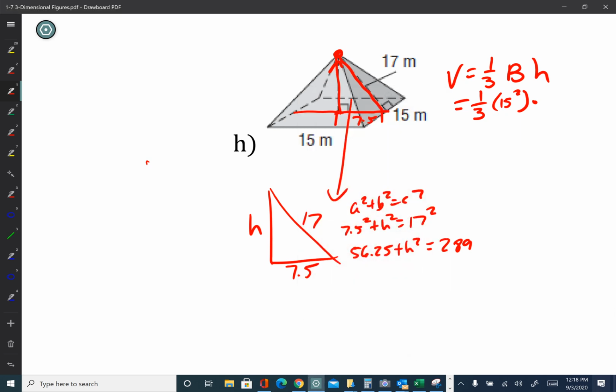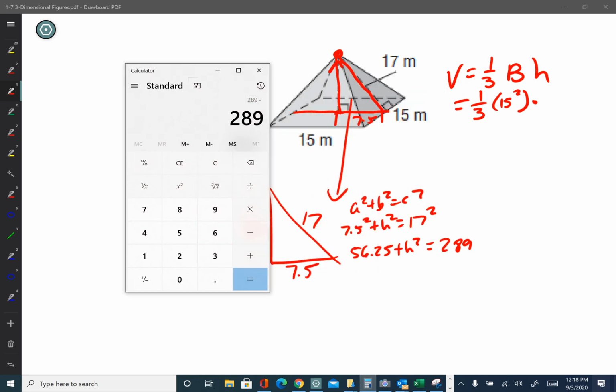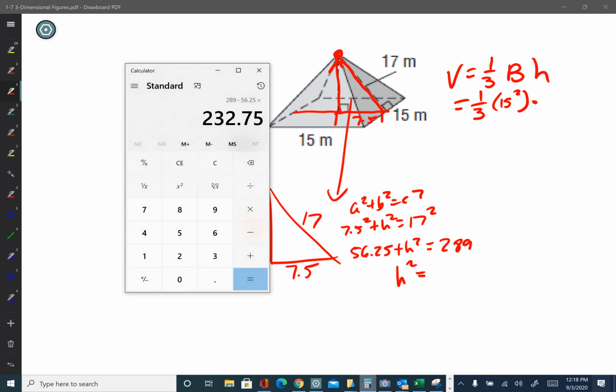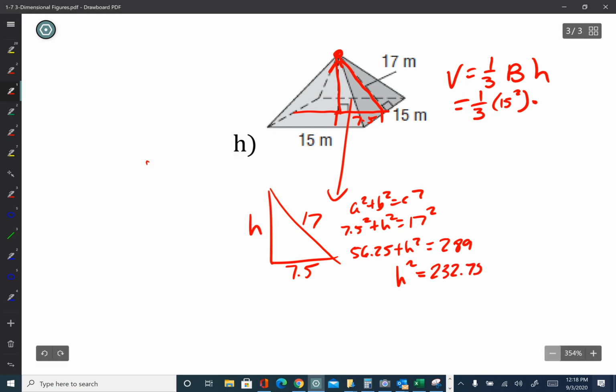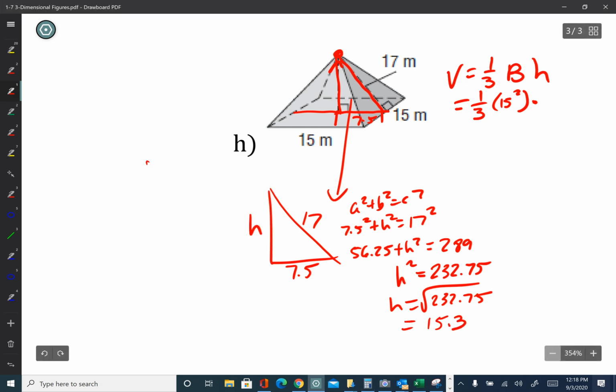Wait, what just happened? Let's try that again. 289 minus 56.25 equals, there we go. H squared is equal to 232.75. Square rooted, you get the square root of 232.75. I don't know what that is, we'll just square root that. What is that? About 15.3, right? The height is about 15.3. So that means this distance is about 15.3. What did I do there? I used the Pythagorean theorem to find the height, right? Because they like to hide it sometimes.